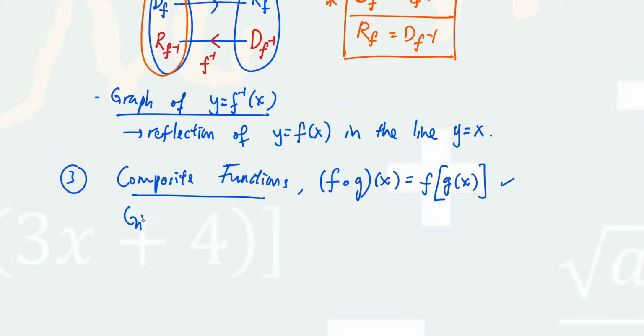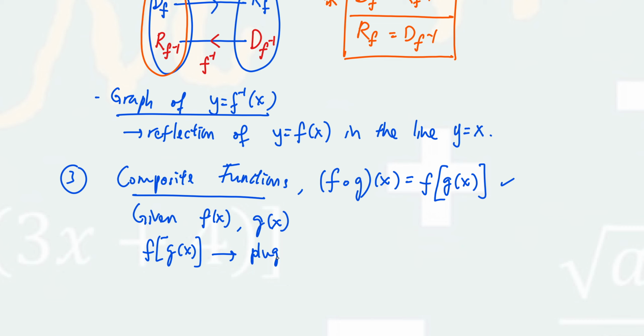Now this means, given f(x) and g(x), f(g(x)) means we plug g(x) into f(x). Initially it was f(x) here, so now this is your new x. That means we plug g(x) into f(x). This is how we get the composite function.